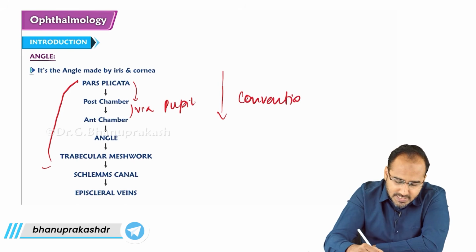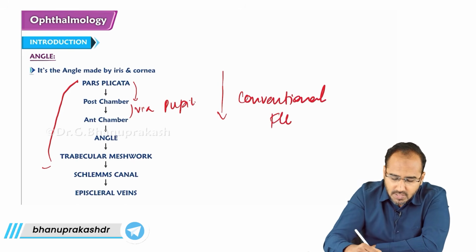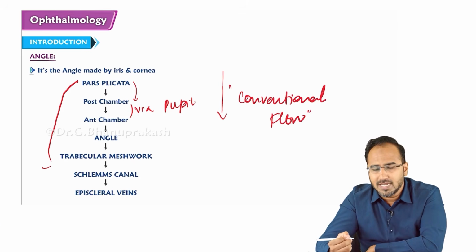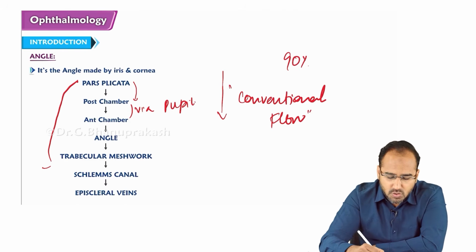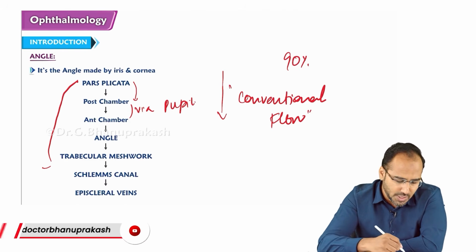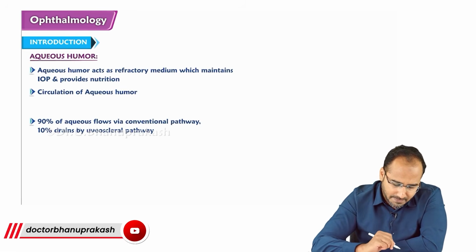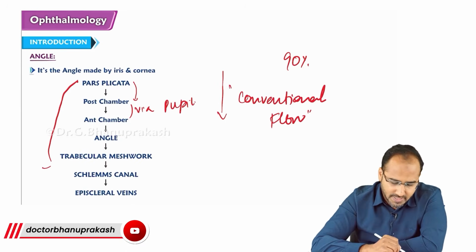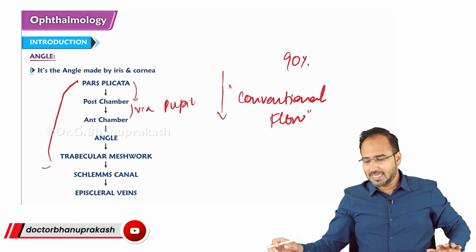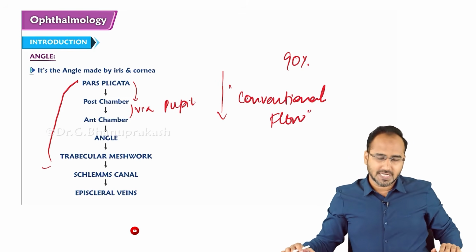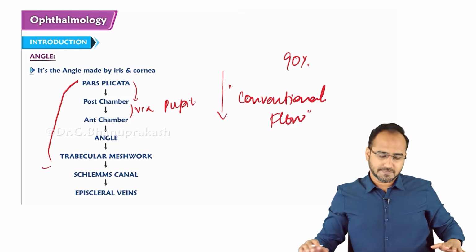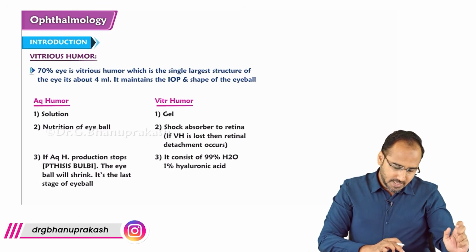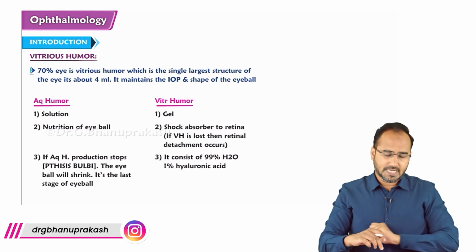So this flow of aqueous humor is called the conventional flow. This is called what, guys? Conventional flow. This is the conventional flow of aqueous humor, right? 90% of the aqueous humor goes by this pathway, and 10% goes by the uveoscleral pathway. So that's regarding the aqueous humor. Now, what else do we need to remember? Vitreous humor.